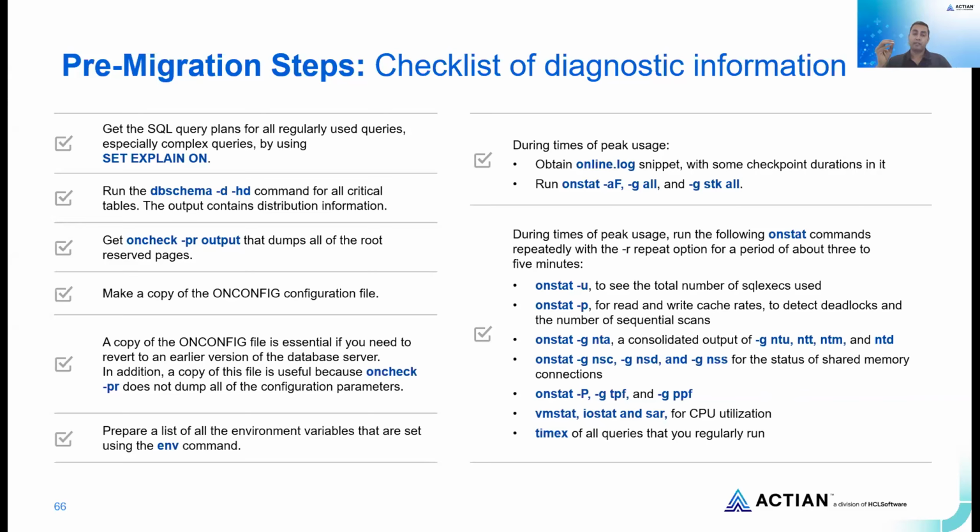Finally, at the OS level, collect vmstat, iostat, and sar for CPU and IO metrics, and capture timex output for frequently executed queries. Again, the goal here is to establish a comprehensive performance and configuration baseline before migration, enabling accurate validation after the upgrade. That way, you will be rest assured that the performance has improved after you migrated to the new version.